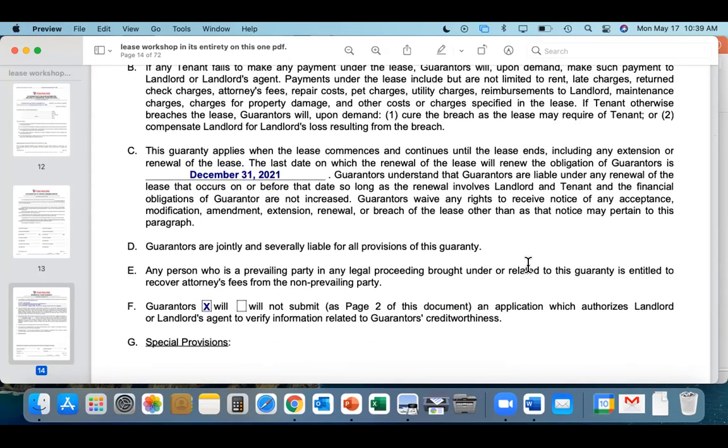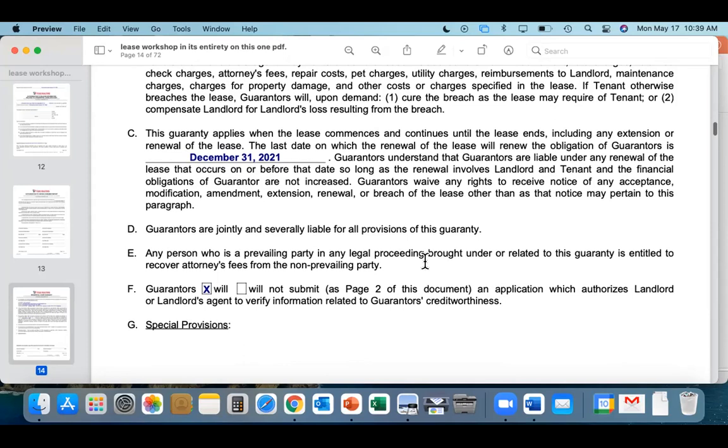This guarantee applies when the lease commences and continues until the lease ends, including any extension or renewal of the lease. The date that you want to fill in here is the date that you put on the lease agreement, it should match when that lease agreement expires. However, this paragraph also states that when the lease agreement expires, if an automatic renewal kicks in or they renegotiated something, the guarantor is going to be on the hook for it.